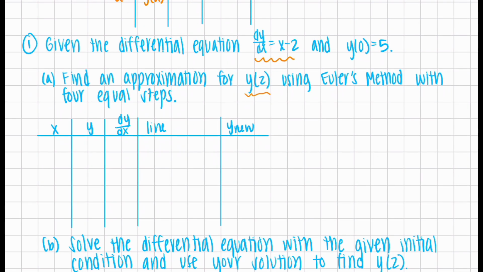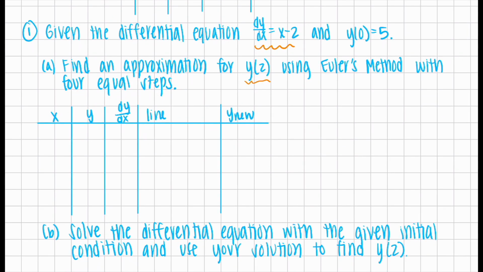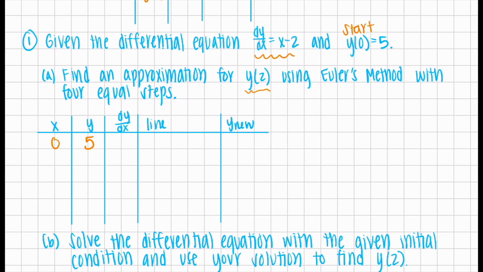All right, so let's start. We are starting at y of 0 equals 5. Whatever point they give you is where you are going to start. So I have the point (0, 5). And next, let's find our delta x. We know delta x is b minus a over n. I'm starting at x equals 0, and I'm ending at x equals 2, so I'm going to say 2 minus 0. They told us they want 4 equal steps, so n equals 4. That means each delta x is going to be 0.5.